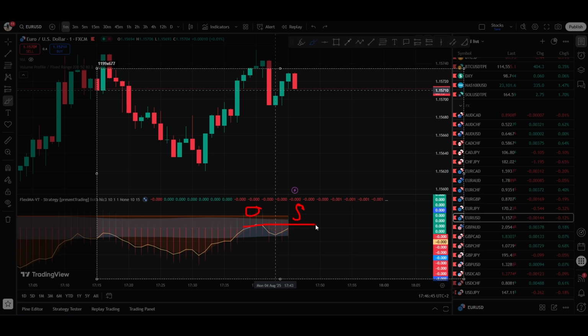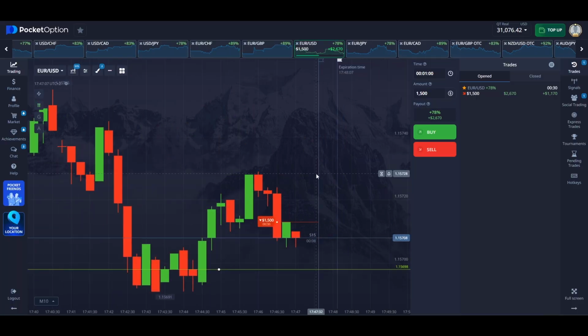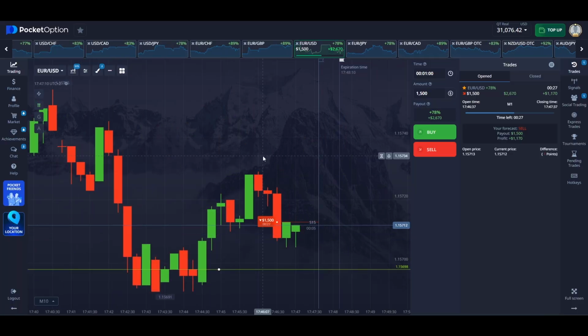Next, let's take a look. Here's our moving average line. Let's draw it from here. And what do we see? The value of the moving average is approaching this middle line, and we immediately open a sell trade. So, there's nothing complicated about this indicator. The most important thing is to practice, and then you'll start to get the hang of it.